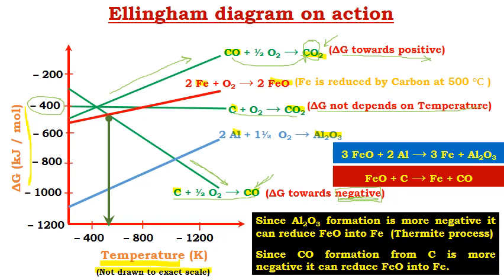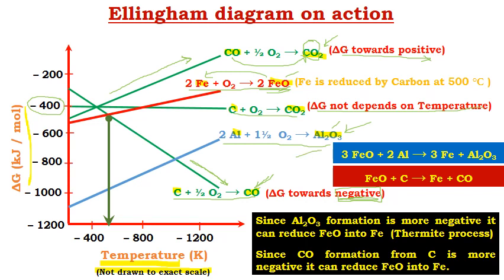And finally, let us take the two metals. One is the formation of aluminum oxide from aluminum, and the other is the formation of iron oxide from iron. If you compare these two, the delta G value for aluminum oxide is more negative when compared with iron oxide. Right? So this means aluminum oxide is more stable than iron oxide. That means iron oxide can be reduced into iron by using aluminium.